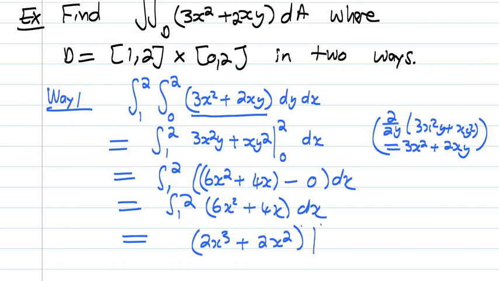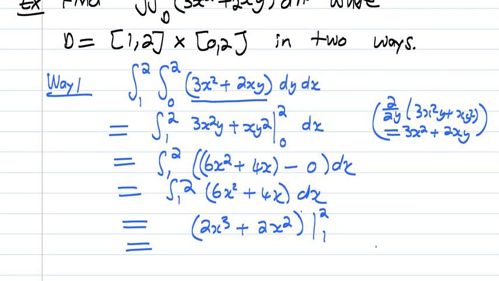And using the FTC, the top bound is 2 and the bottom bound is 1. You can see if you differentiate that, you get that. Great. And so now, if I plug in 2, I get 24. And if I plug in 1, I get 4. So the numerical value for this double integral is 20. So this is treating this double integral as an iterated integral in the order dy dx.